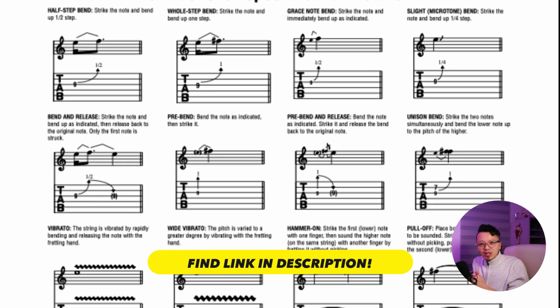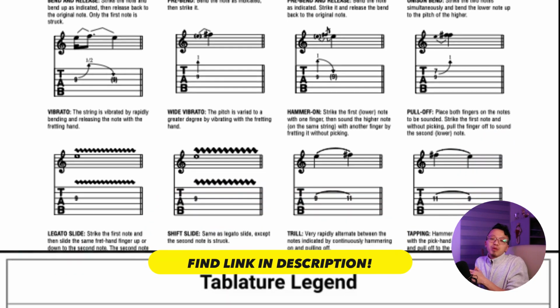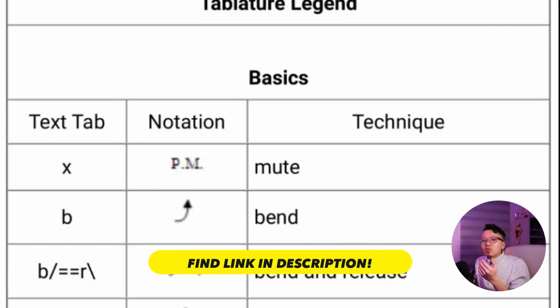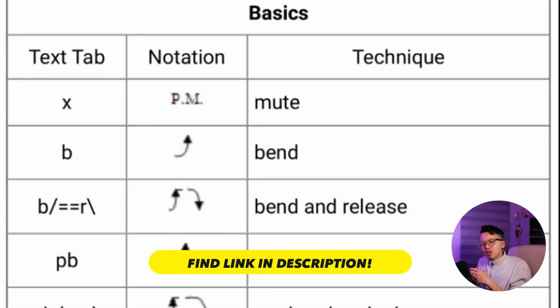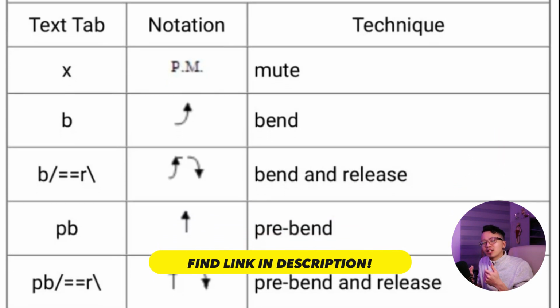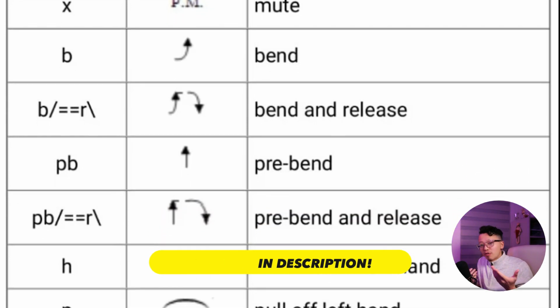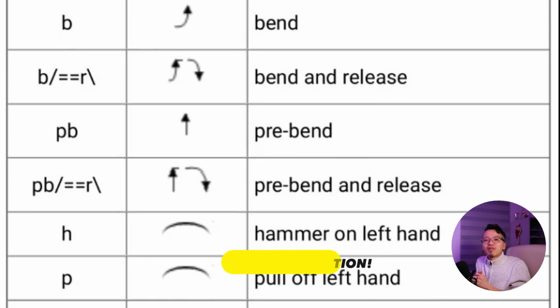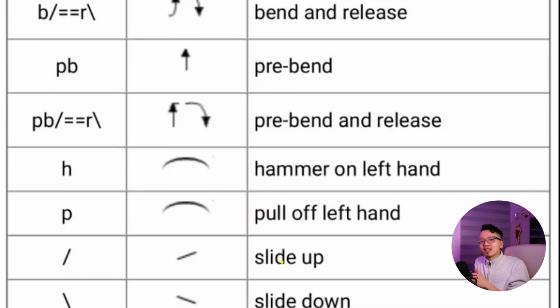Obviously in the text base you won't see those because it's limited to text only, so all those symbols will be replaced by letters instead. A B will indicate bend, but you will still see PM for palm mute and whatnot. So there are a lot of notations, a lot of legend, a lot of symbols, a lot of abbreviations to learn. Instead of going over all of them, once again, I've linked very good resources down in the web version. So if you want to learn all that, be sure to click on the link in the description.